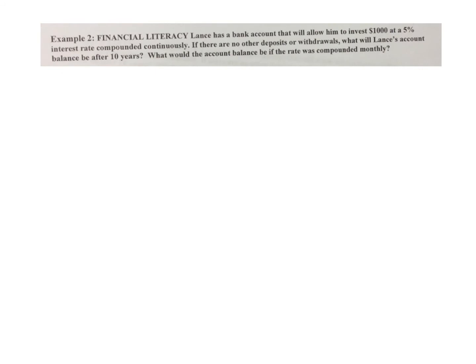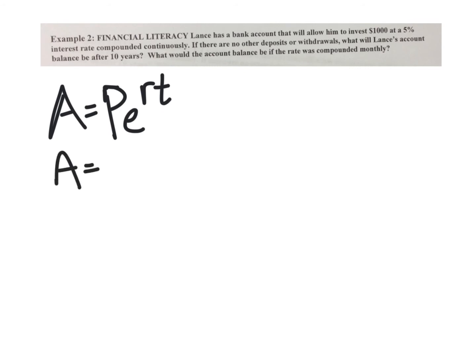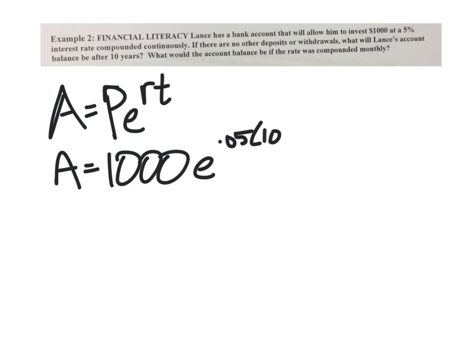Lance has a bank account that will allow him to invest $1,000 at a 5% interest rate, compounded continuously. That's a great rate. If there are no other deposits or withdrawals, what will his account balance be after 10 years? Alright, so we start off with A equals P times e to the rt. So A equals the initial amount, 1,000, times e to the rate, 0.05, since that's a percentage, for 10 years. So this comes out to $1,648.72. So after 10 years, we'd earn a profit of $648 in this account.